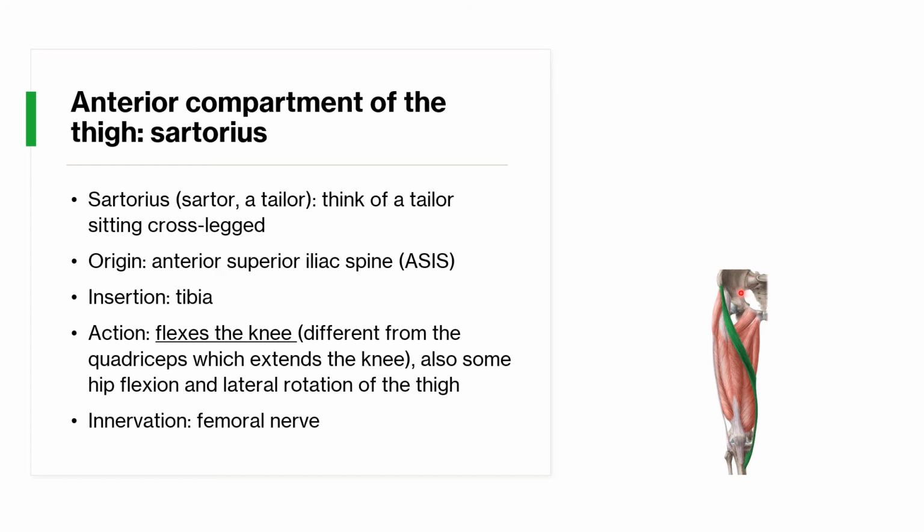So your sartorius coming off the anterior superior iliac spine, wrapping around, inserting on the tibia. Again, same thing, anterior superior iliac spine, inserting on the tibia.